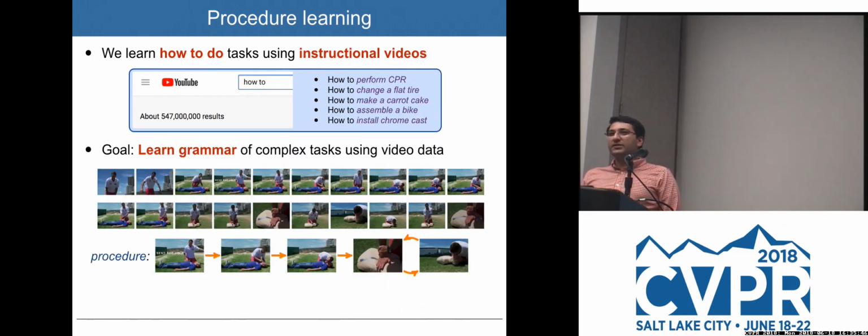So the goal of procedural learning is actually, if we can get this vast amount of data from the same task, to produce a compact summary of the procedure: what are the key steps to perform CPR, and also how we should perform them, and what is the right sequence and order of the steps that should be performed to achieve that certain task.